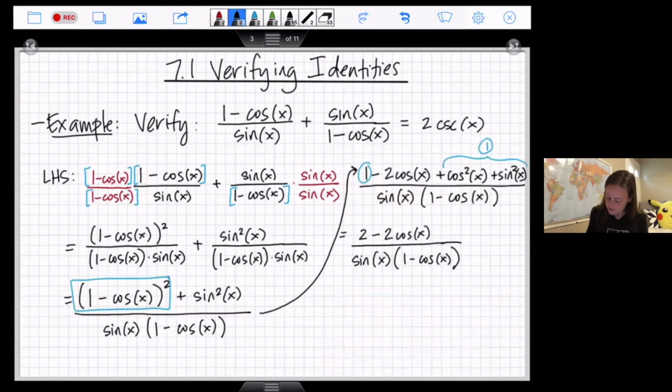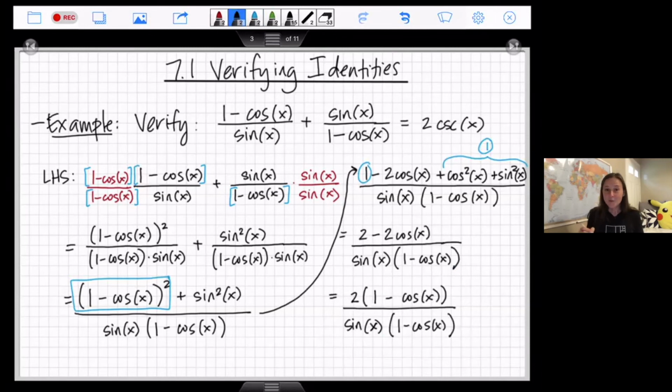All right, and let's see what we've got here. I have that 1 minus cosine x, and notice that the numerator is 2 minus 2 cosine x. I can actually factor a 2 out of the top, and I'm left with 1 minus cosine x. And then on the bottom, I've got sine x times 1 minus cosine x. And then hopefully you can see it now. These 1 minus cosine x, they're going to drop out. They divide out, and I'm left with 2 over sine.